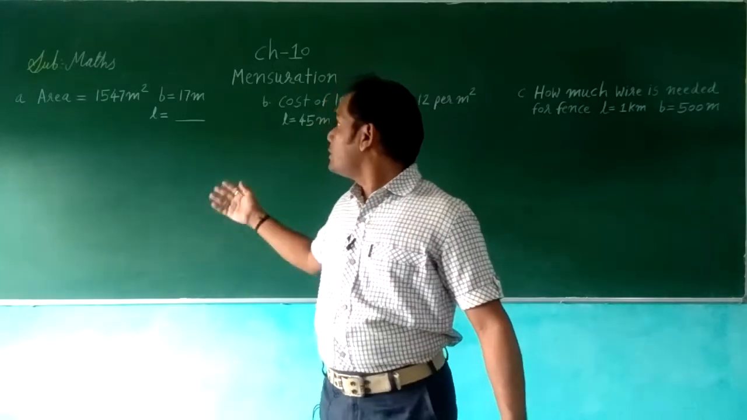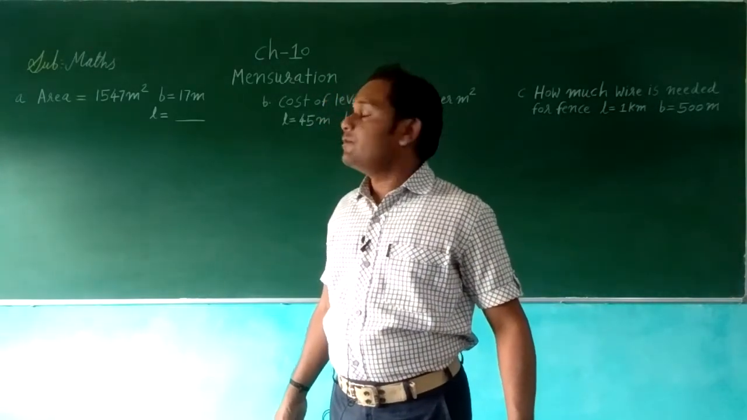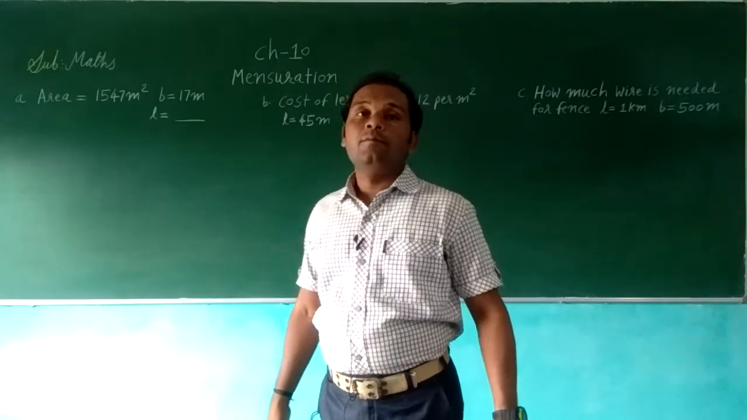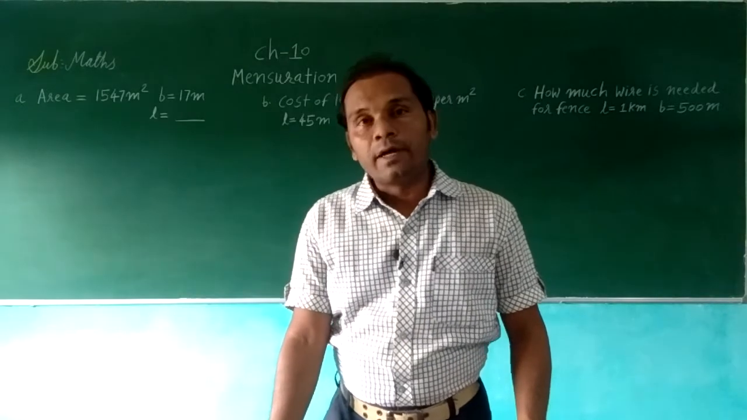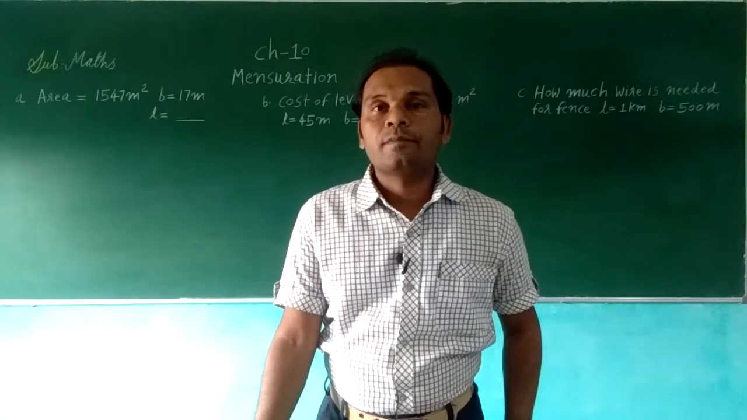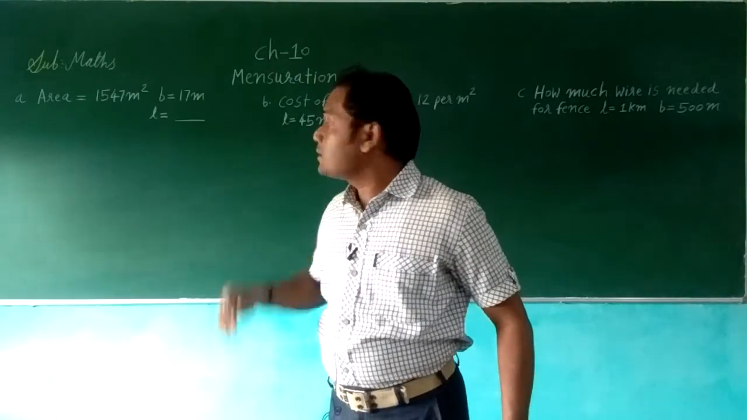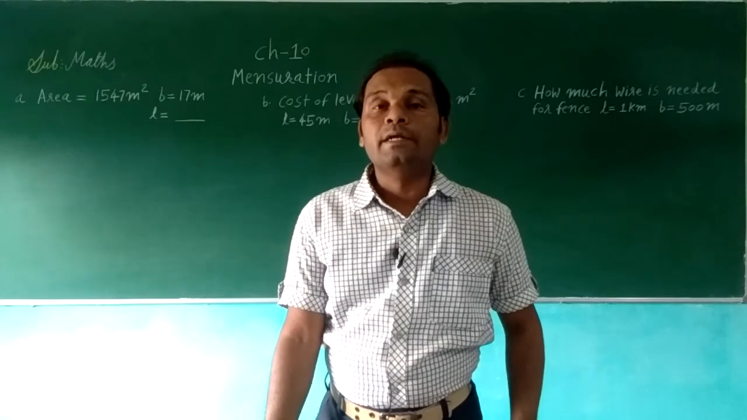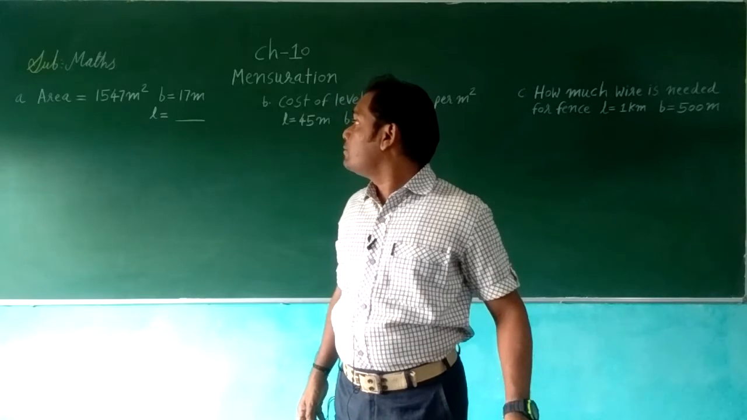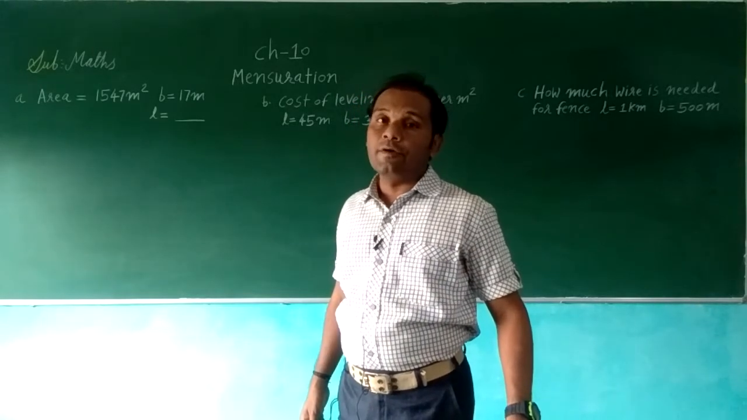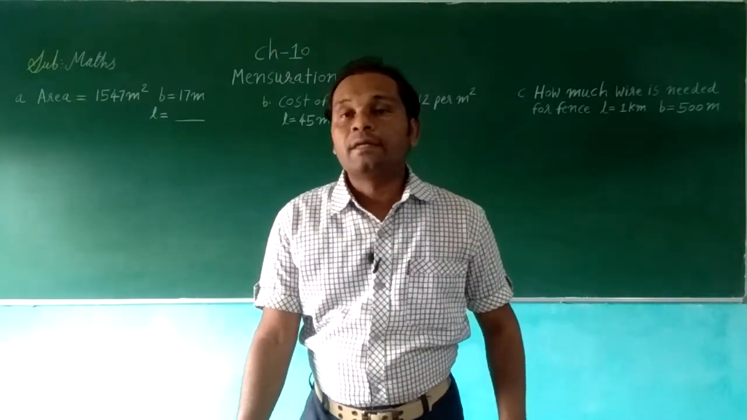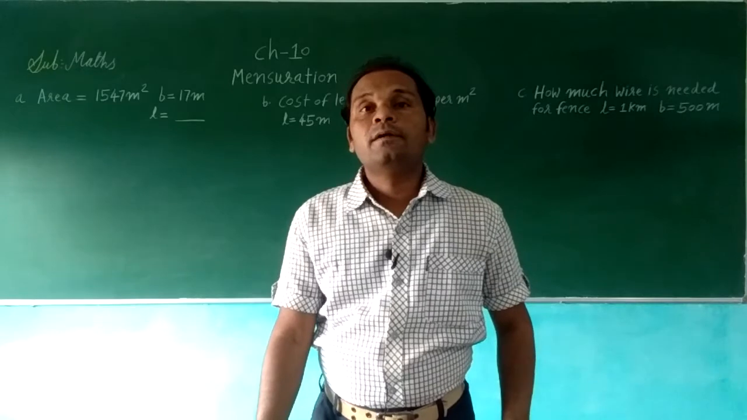Okay, so here sum number A is given. Area is given, 1547 meter square, and breadth is given, 70 meter. We need to find the length of that field. So here area is given, that is 1547 meter square, and breadth is given. So easily we'll find the length of that field.